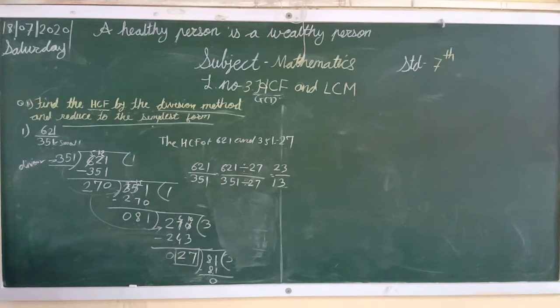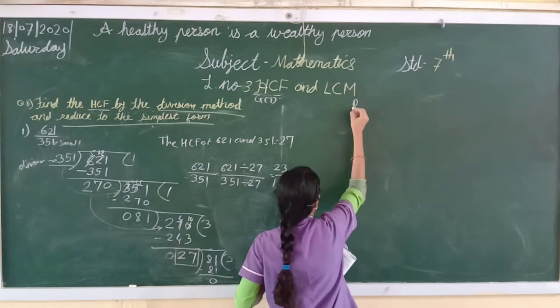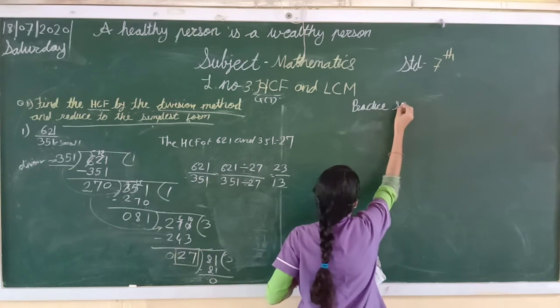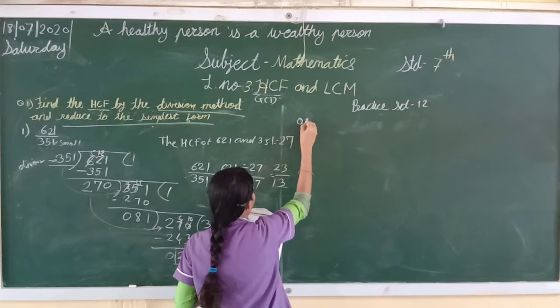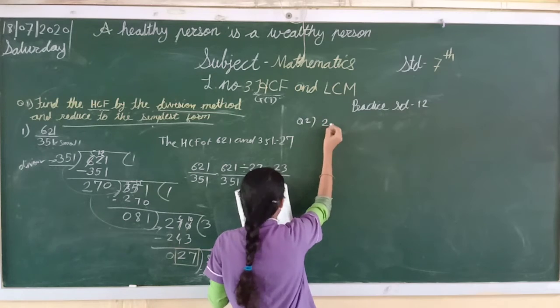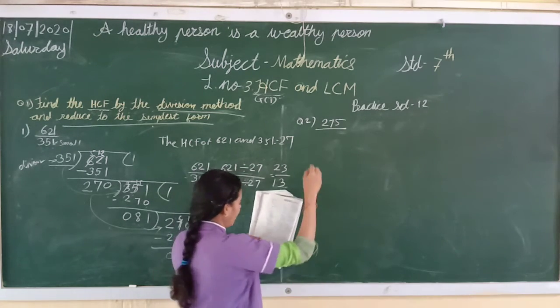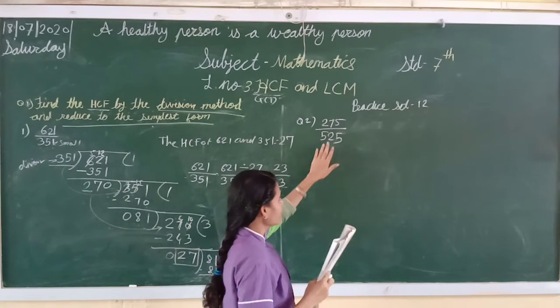Question number 2. Okay. Now we will solve the practice set. Practice set 12 and question number 2. So students, what is the question number 1? 275 upon 525.